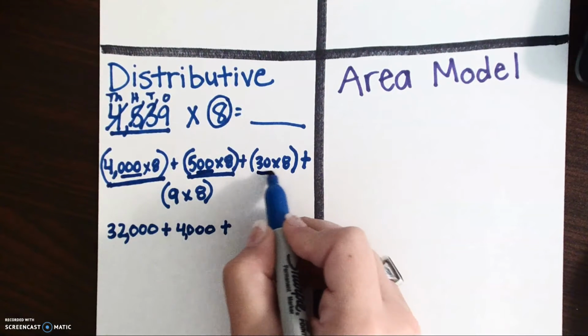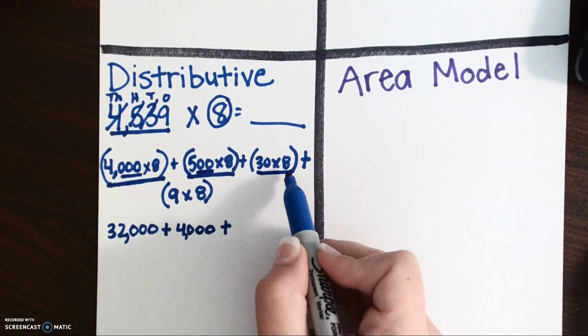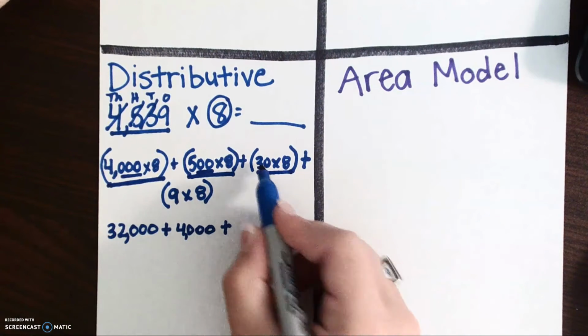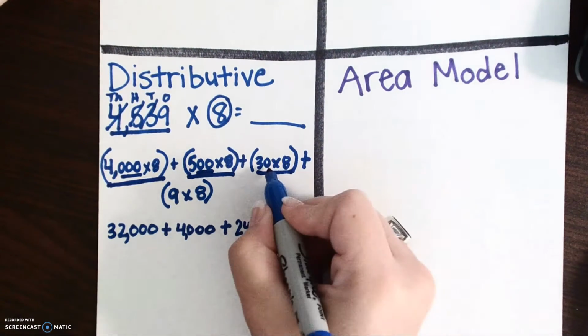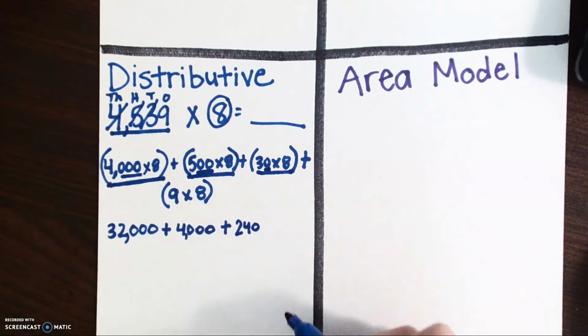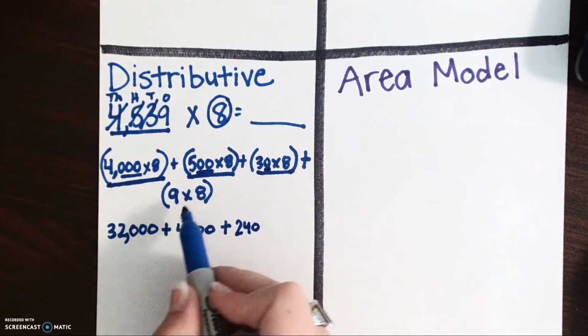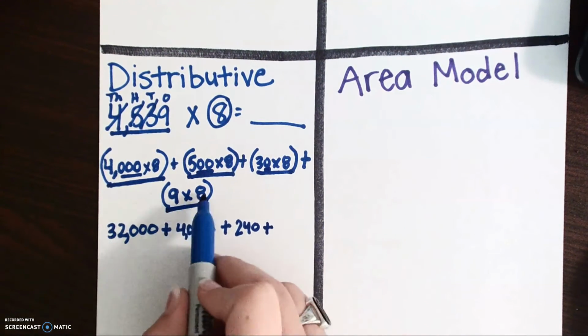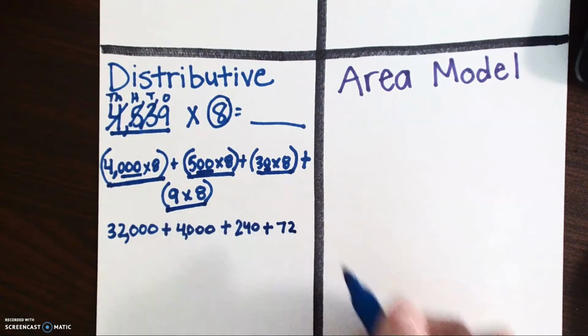Plus, I'm going to do 30 times 8, my next group. I know 8 times 3 is 24, but look, I have another 0 I have to attach to the end. You can't forget to attach that 0. And then I'm not finished. I have this last group right here. Plus, I know 9 times 8 is 72.